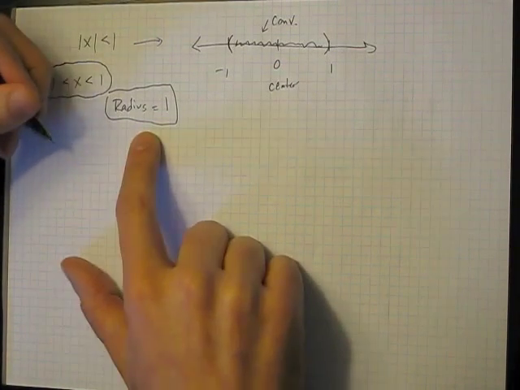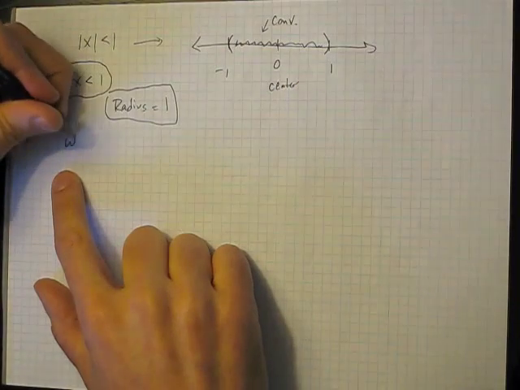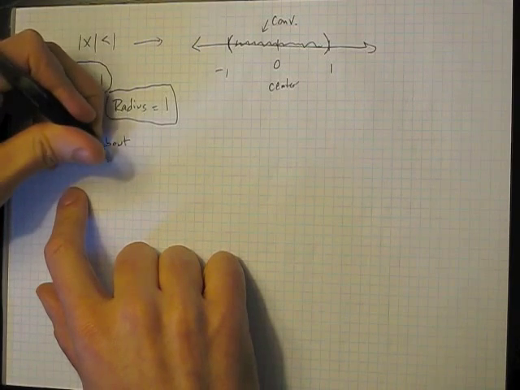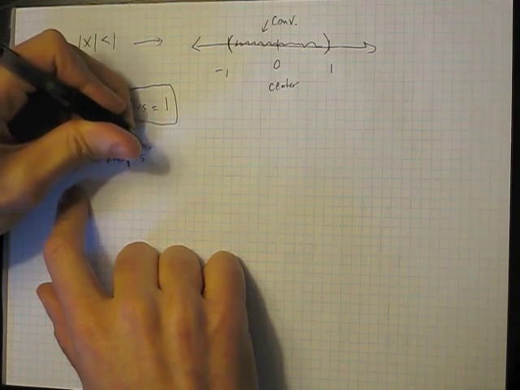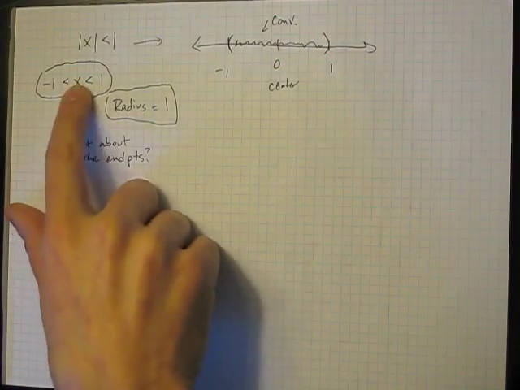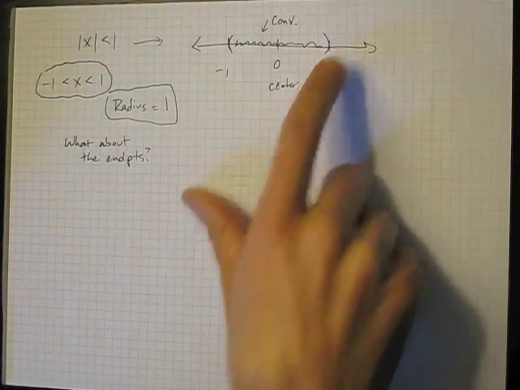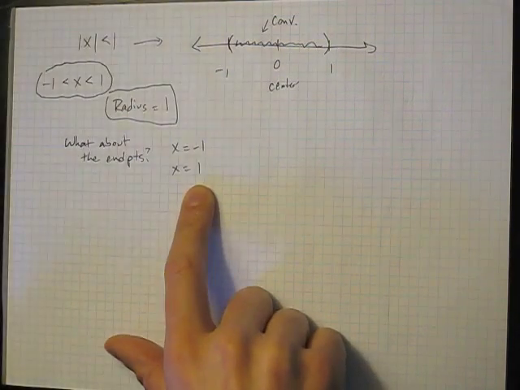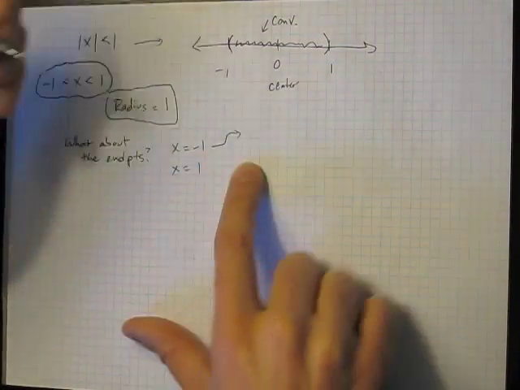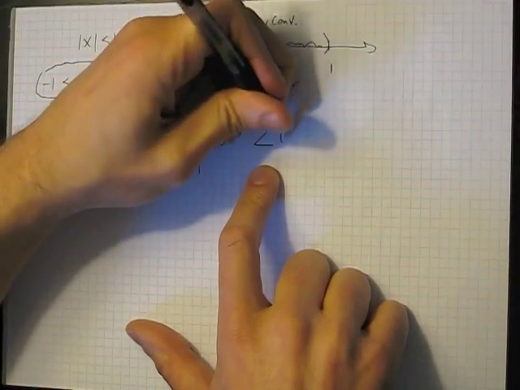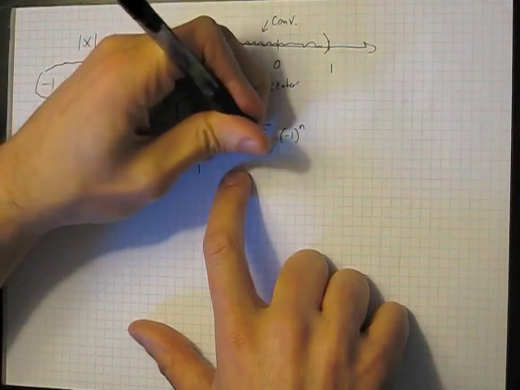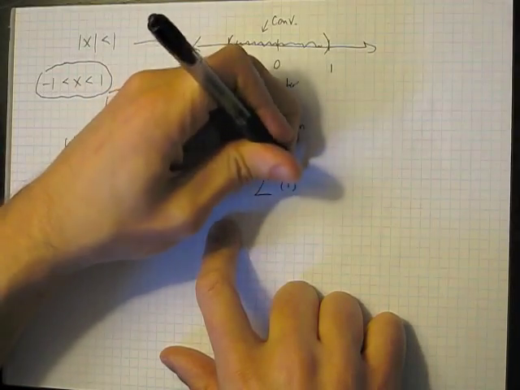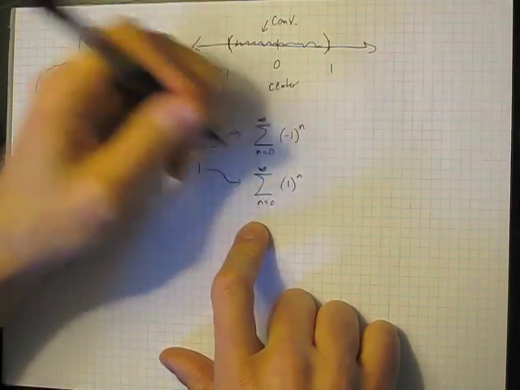And so that means that we have to check these endpoints. So what about the endpoints? Okay, so the endpoints of this are when x is either equal to minus 1 or x is equal to 1. What do we get in each of these cases? So here we get minus 1 to the n, n goes from 0 to infinity. And here we get 1 to the n, n goes from 0 to infinity.